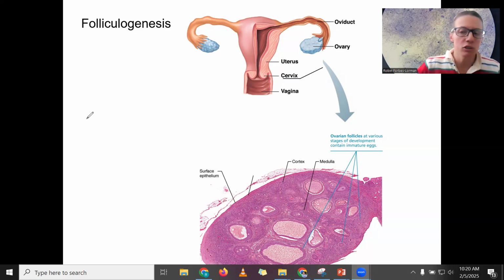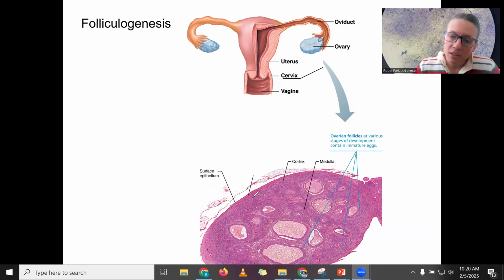In this case, there's different types of follicles. There's thyroid follicles that also secrete stuff. So folliculogenesis is the production of ovarian follicles, which support oocyte development, and they themselves produce hormones that are going to be important as well.